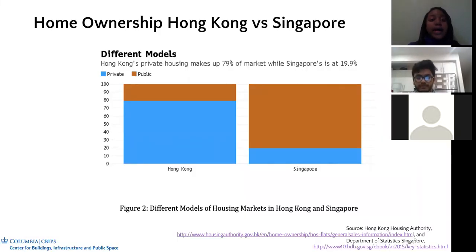So if we look at home ownership in Hong Kong versus Singapore a little bit more deeply, in Hong Kong, the market is mostly private. About 75% is privately owned, where the rest is public housing. Whereas Singapore is pretty much the opposite, where 19.9% is public housing, while the rest is privately owned housing.